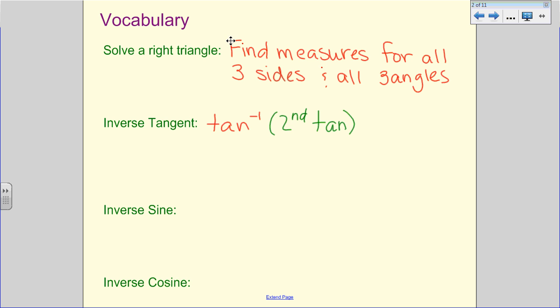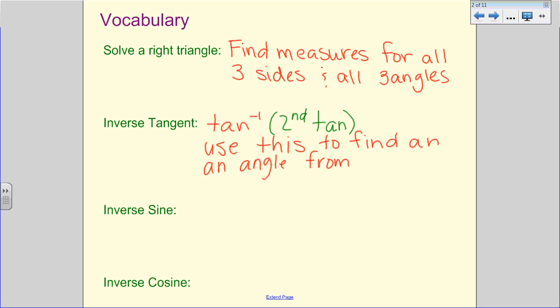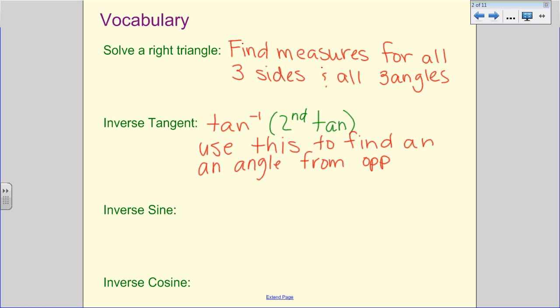And what we do is we use this to find an angle from its opposite and adjacent sides. So from its opposite and adjacent sides. You wrote 'and' twice. To find an angle, thank you. To find an angle from its opposite and adjacent sides.